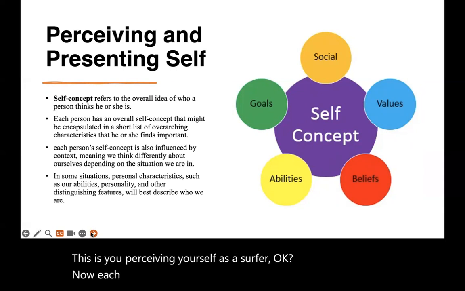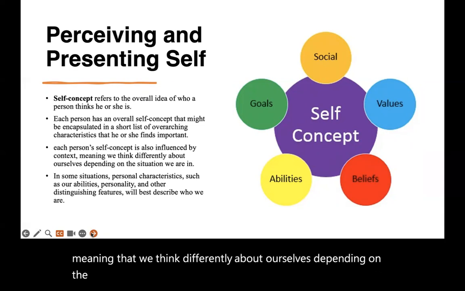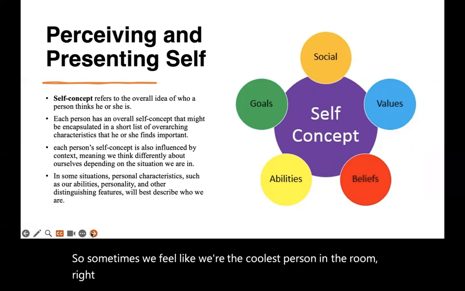Now, each person's self-concept is influenced by context, meaning that we think differently about ourselves depending on the situation we are in. So sometimes we feel like we're the coolest person in the room, right? And other times we think, you know what, I don't really belong in this room, and we get really shy.